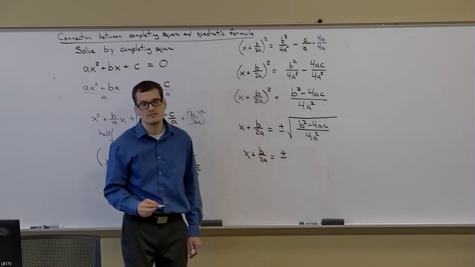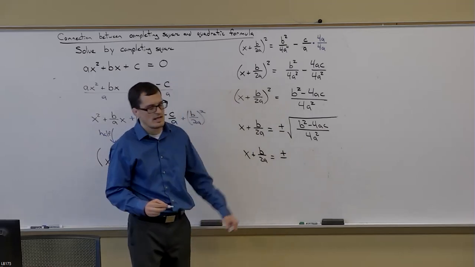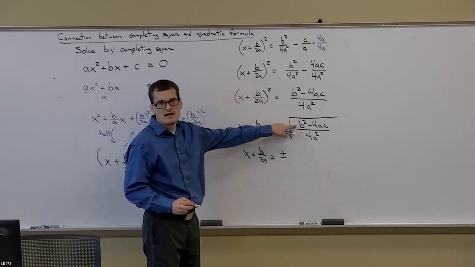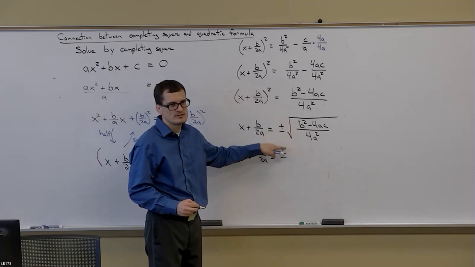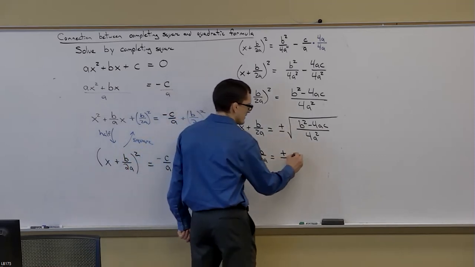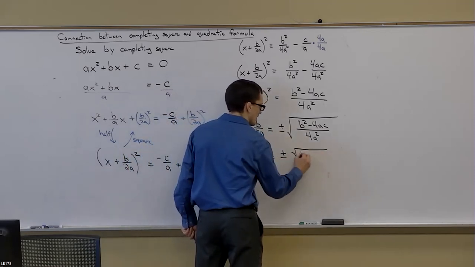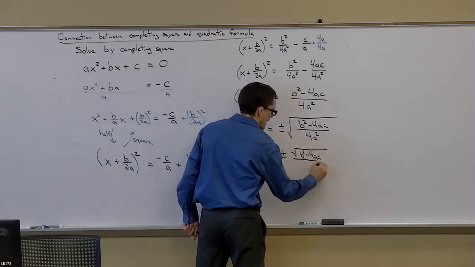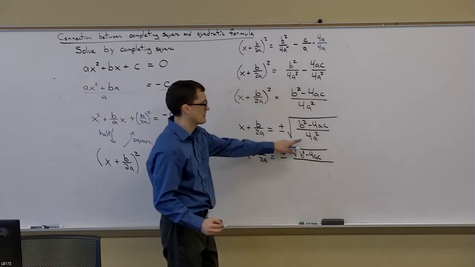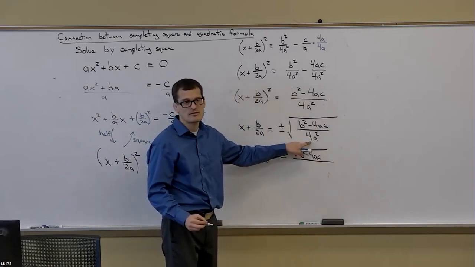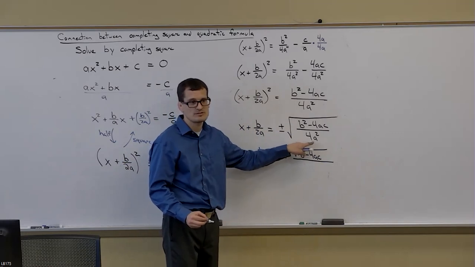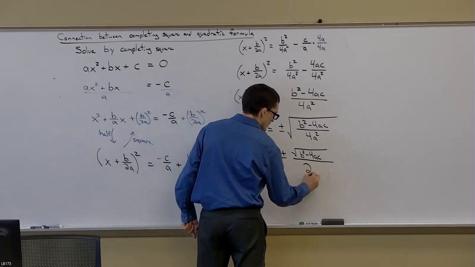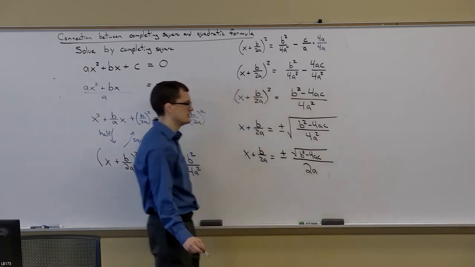Now here's the thing about square roots. If I have a fraction that's being square rooted, I can take the square root of the top and then divide by the square root of the bottom. The square root of the bottom, in this case, square root of 4 is 2, square root of a squared is a. So that is simply 2a.